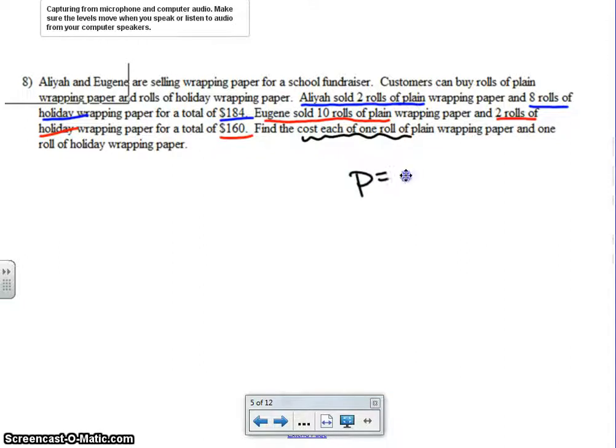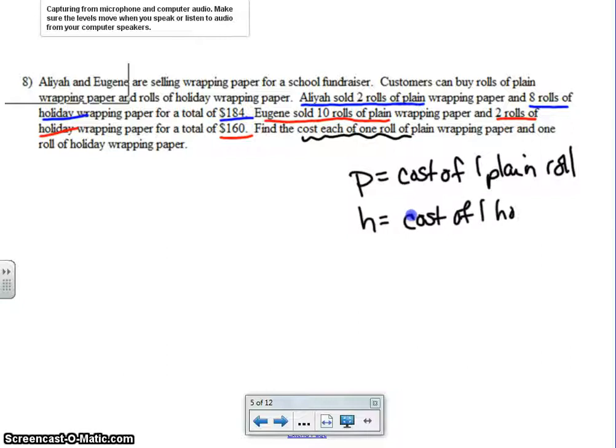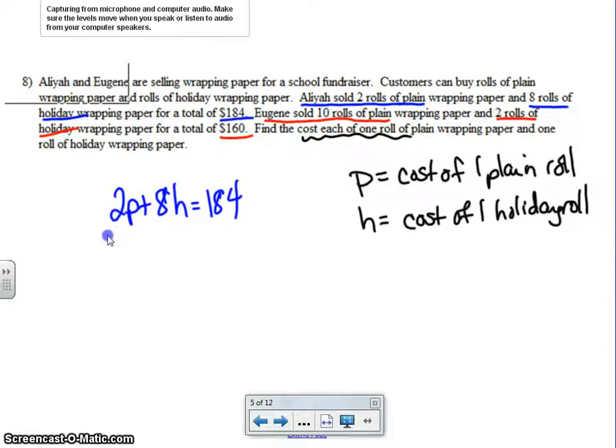I'm going to let P represent the cost of 1 plain roll. And then I'm going to let H represent the cost of 1 holiday roll. This is a very important part of this question. This is defining your variables. It's something we're going to ask you to do on a quiz. So for Elia, which I'm going to do in blue, she sold 2 plain and 8 holiday for $184. And then in red, Eugene's setup is 10 plain plus 2 holiday equals $160.